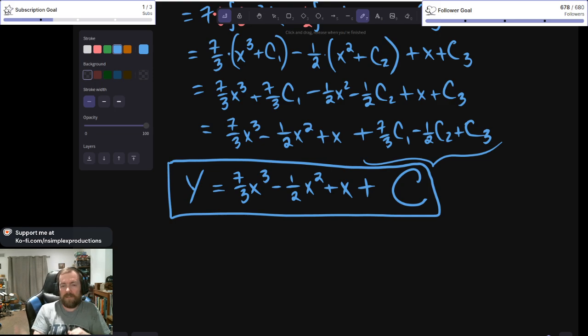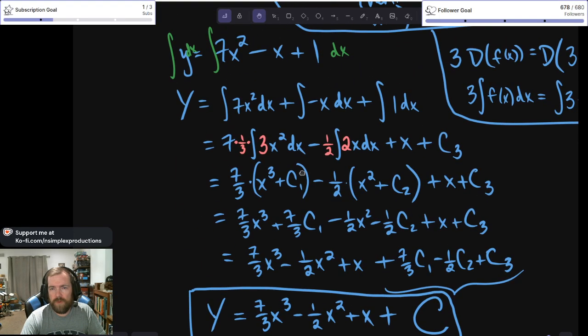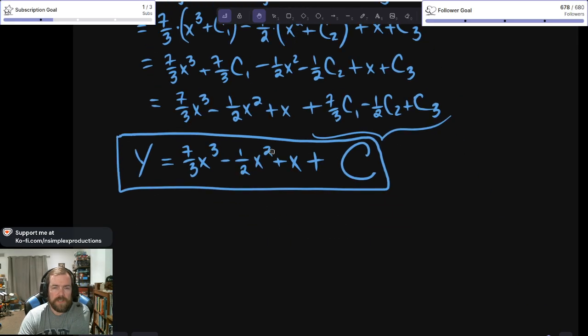So we end up getting 7/3 x cubed minus 1/2 x squared plus x plus c, just as a constant. If we look at the original, right, this is just the antiderivative of that stuff that was up there. The only thing is that all of those terms that we were missing are just going to end up in the denominator of any terms that they're missing from.